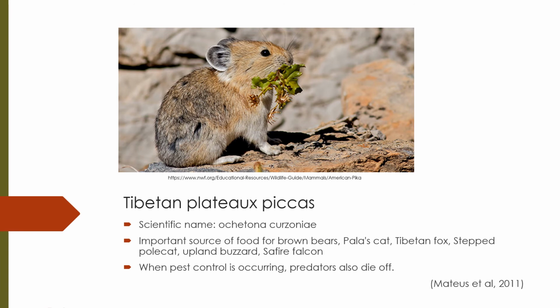Tibetan Plateau pikas are mostly found in the Tibetan Plateau of China. However, they can be found in Pakistan, India, and Nepal. They occupy elevations between 3,100 and 5,000. They are a keystone species because they are a source of food for predators such as brown bears, Pallas cat, Tibetan fox, polecats, upland buzzards, and falcons.